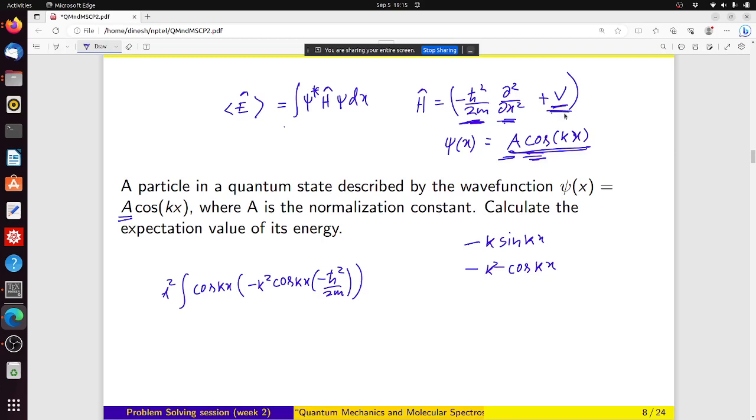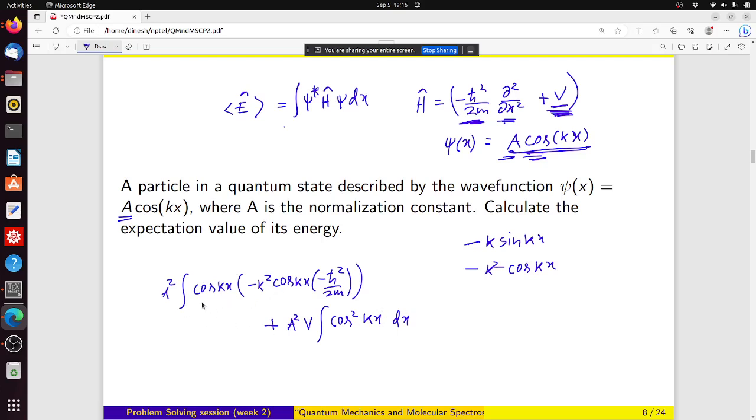Then you will have this part also. I'm assuming this b as a constant, so I'll take it outside. So b A square, sorry, psi is with A, right? So it's plus A square b, this is cos square kx dx. No limits are given, so we have to do an indefinite integral.